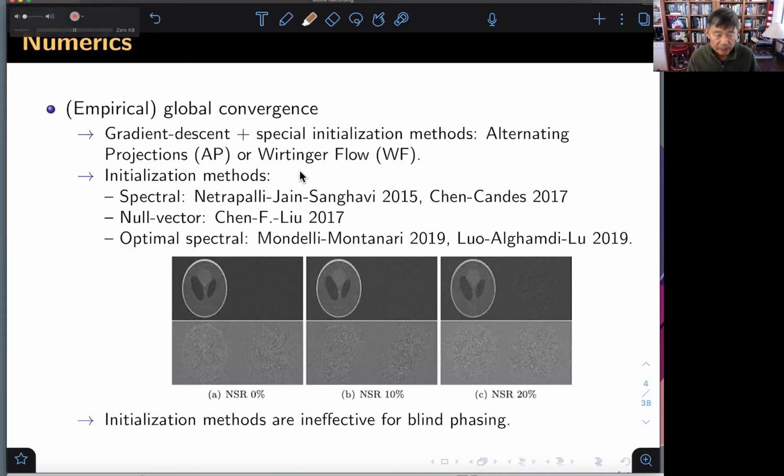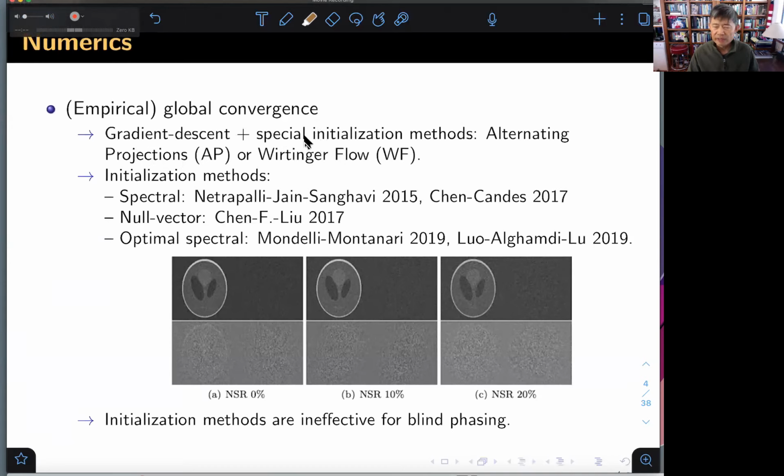Sorry for the people who are new in this area. They might find this rather abstract and remote. So gradient descent, like alternating projection, that's a very well-known gradient descent algorithm, or Wirtinger flow. Now, for this to be globally convergent, at least empirically, you also need a special initialization method.